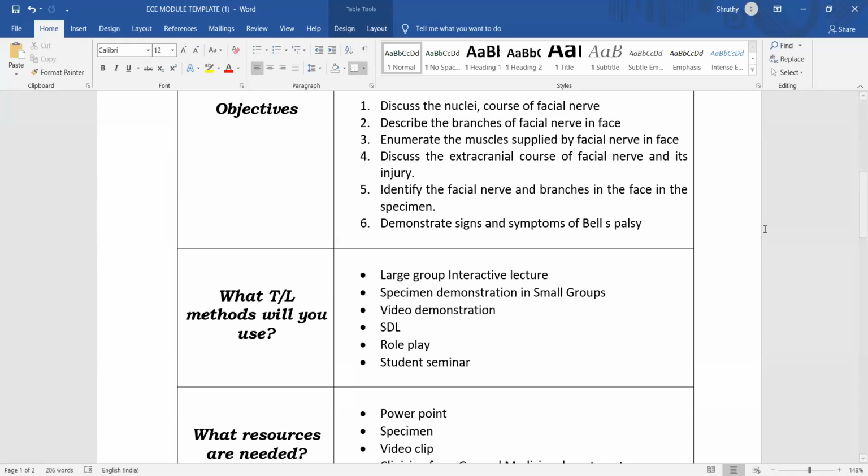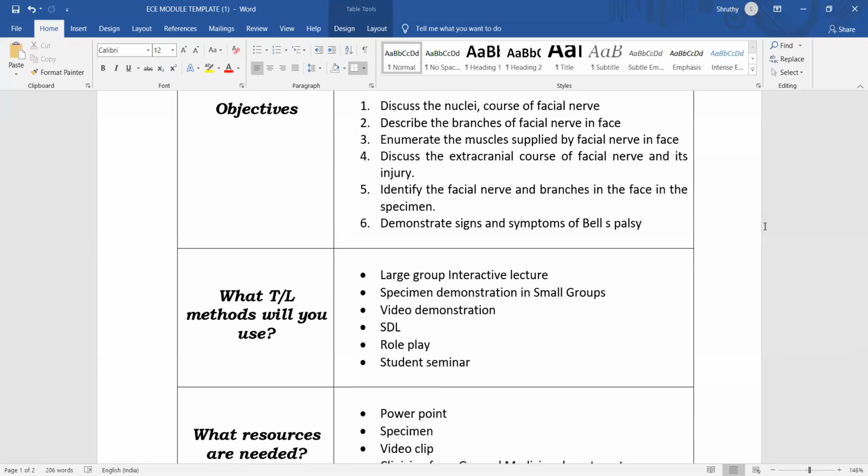So teaching learning methods, we could use a number of options. We have many options, as in we could go in for a large group interactive session and or split up into small groups and go forward in depth along with the specimen demonstration of the course and branches of the facial nerve. We could do a video demonstration of a case of Bell's palsy, and we could show the students the different signs or the testing of a case of Bell's palsy.